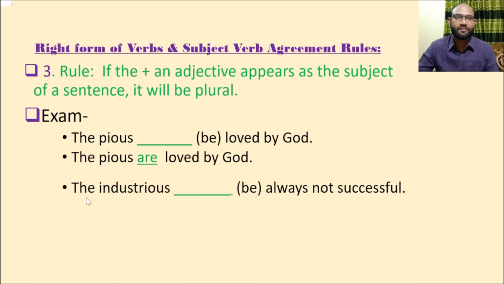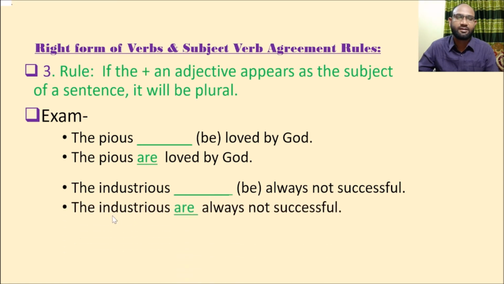Next one, the industrious dash should be always not successful. Here, in this bracket, be, we know be equals am, is, are, or was. According to tense, the industrious is a plural subject, and so we will use here are. The industrious are always not successful.